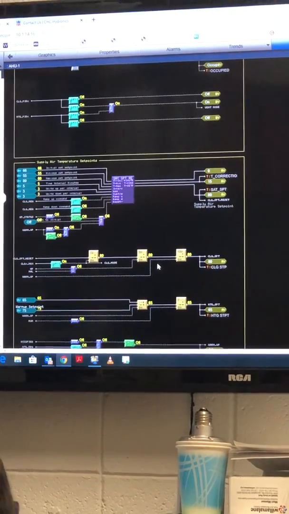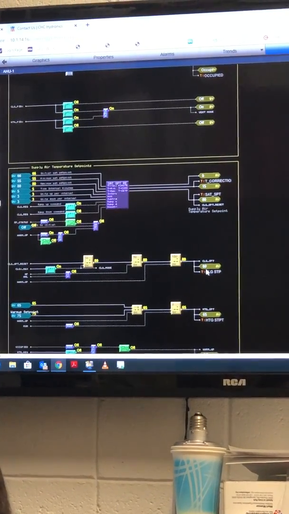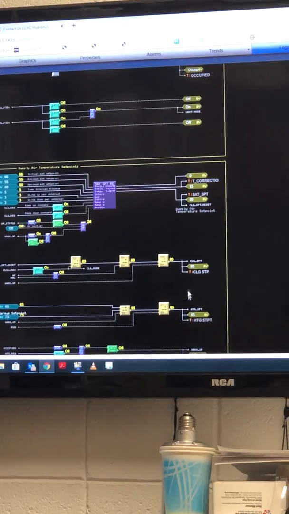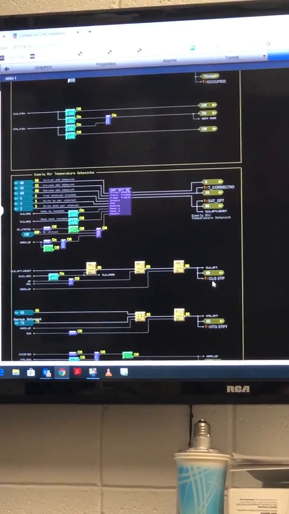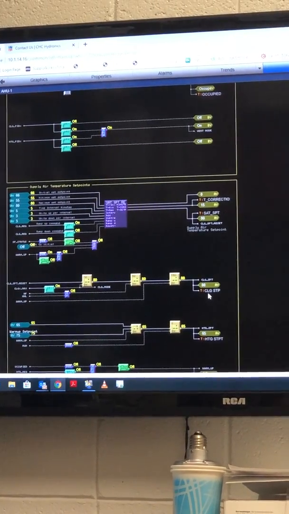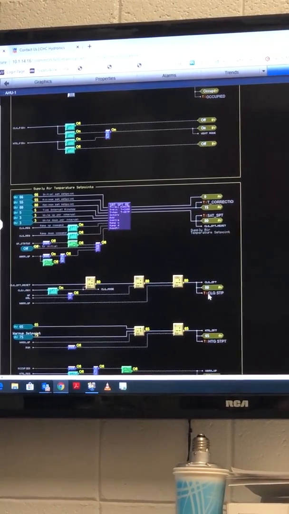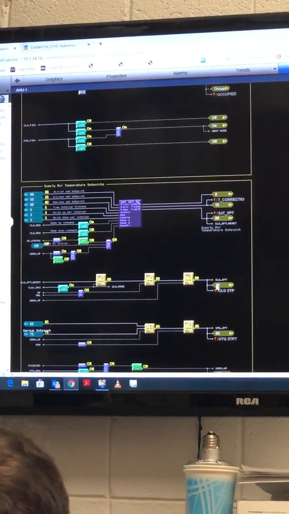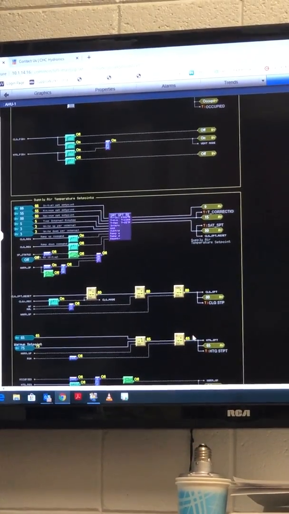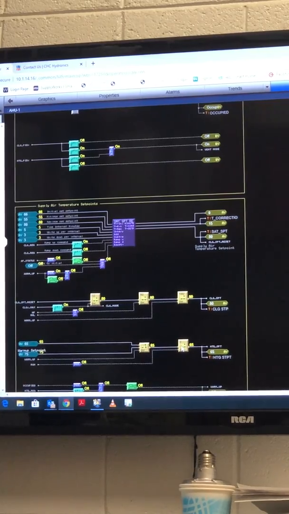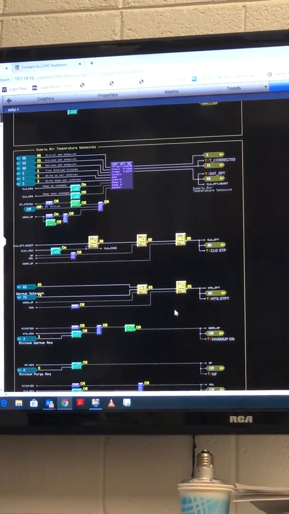So that set point basically goes into the heating side. That's our set point, 80 degrees. Basically it won't start cooling until it goes above 80 degrees, and then it'll start cooling down. And heating, it won't start heating until it drops below 65 degrees.